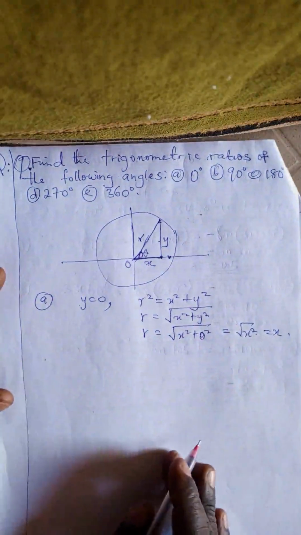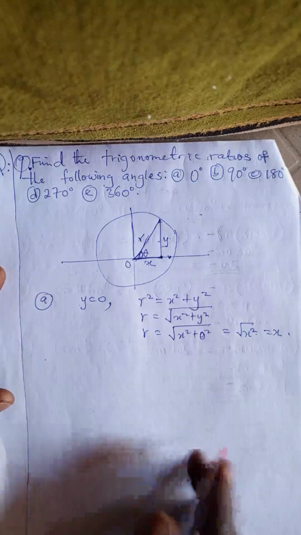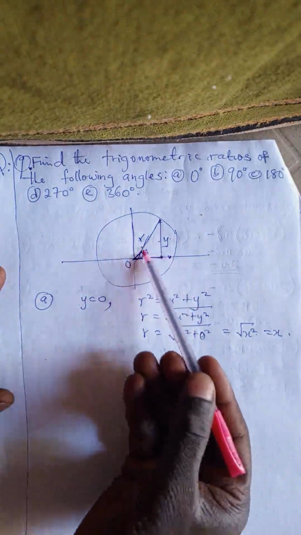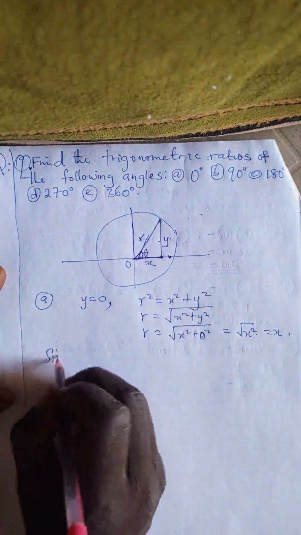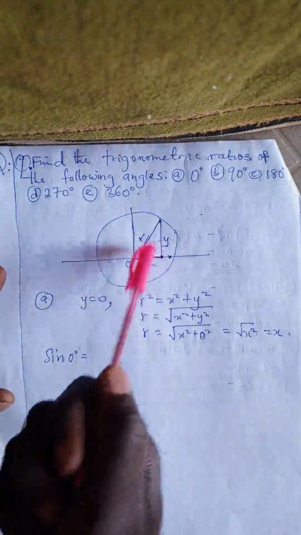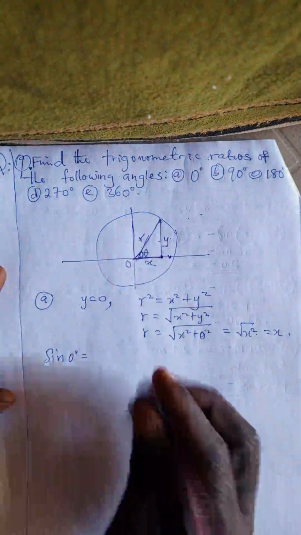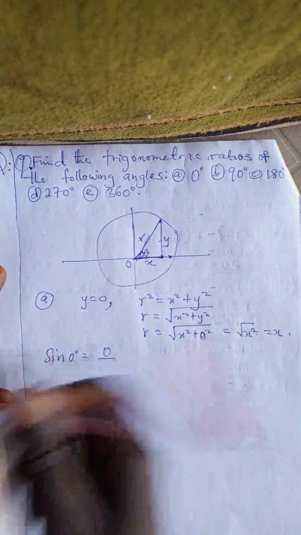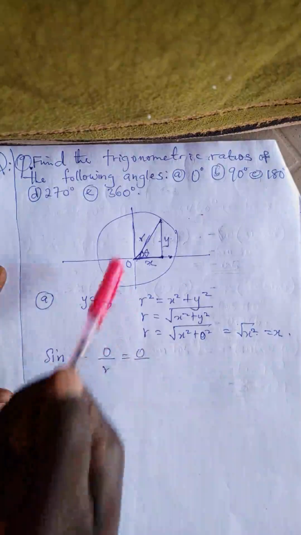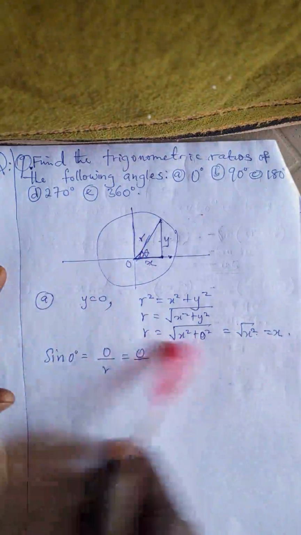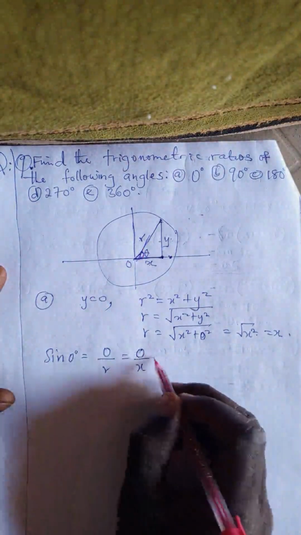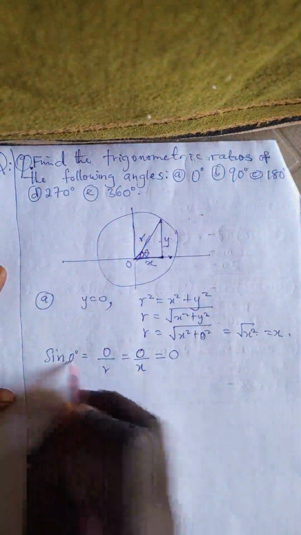Now, since r is equal to x and y is equal to 0, we now look at sine. The sine function is always opposite over hypotenuse, and so sine 0 degrees is equal to the opposite over hypotenuse. The opposite is y, but here y is equal to 0, so it is 0 over the hypotenuse r. R is equal to x in this setting. So whatever divides 0, the answer is still 0. Therefore, sine 0 is equal to 0.